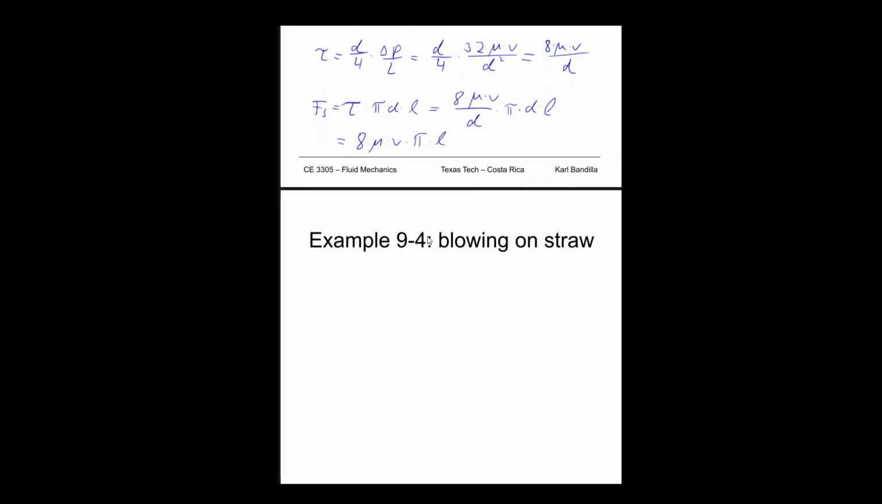And then we can grab our numbers and plug them in. We're given that it's at 20 degrees C, so we can look up the viscosity. So we'd have 8 times 18.1 times 10 to the minus 6 newton seconds per meter squared, times the velocity, which was 3 meters per second, times pi, and the length of the straw was 225 millimeters, so 0.225 meters. Plug those numbers in, get a force of 3.0706 times 10 to the minus 4 newtons.